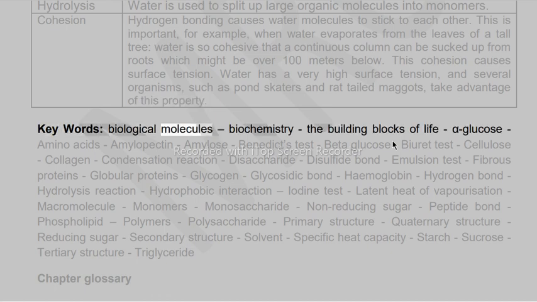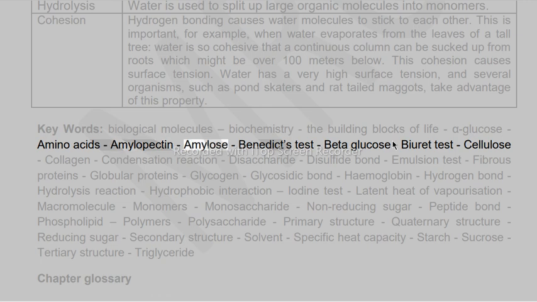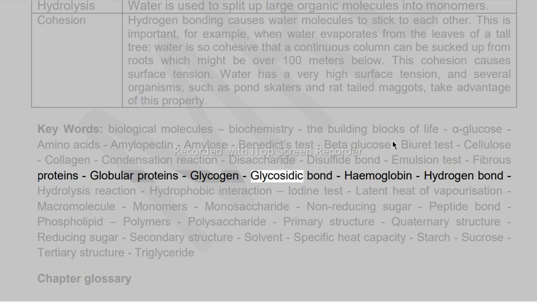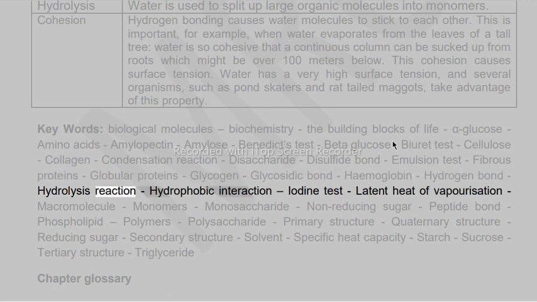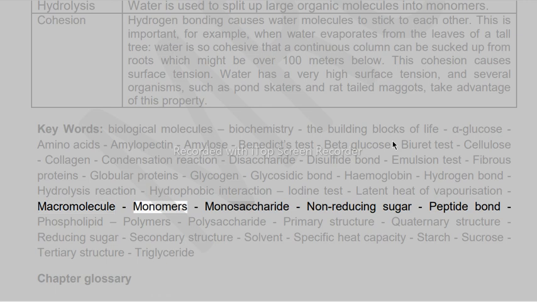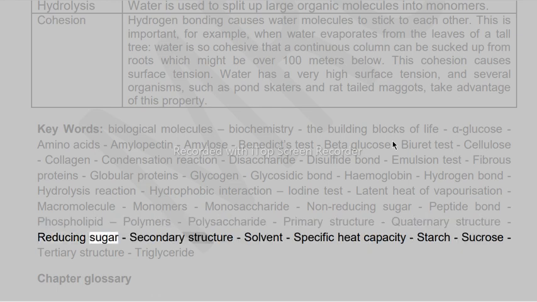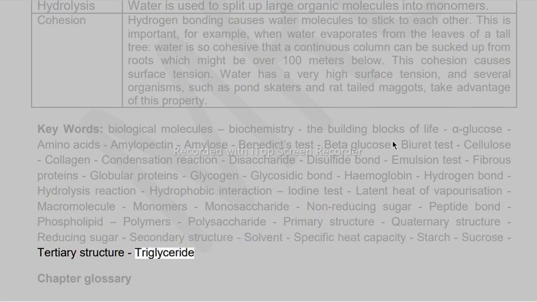Key words: biological molecules, biochemistry, the building blocks of life, alpha-glucose, amino acids, amylopectin, amylose, Benedict's test, beta-glucose, biuret test, cellulose, collagen, condensation reaction, disaccharide, disulfide bond, emulsion test, fibrous proteins, globular proteins, glycogen, glycosidic bond, hemoglobin, hydrogen bond, hydrolysis reaction, hydrophobic interaction, iodine test, latent heat of vaporization, macromolecule, monomers, monosaccharide, non-reducing sugar, peptide bond, phospholipid, polymers, polysaccharide, primary structure, quaternary structure, reducing sugar, secondary structure, solvent, specific heat capacity, starch, sucrose, tertiary structure, triglyceride.